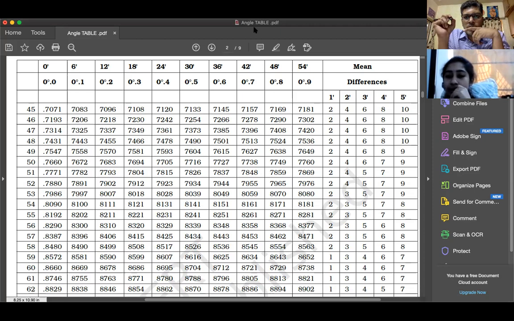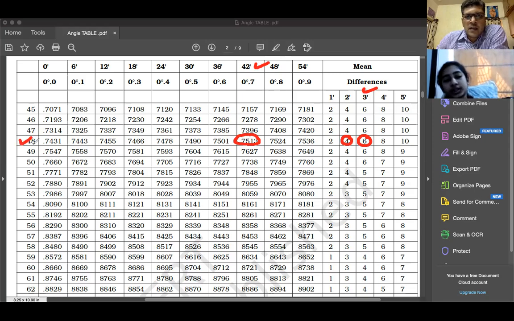What we want is 7518. 7513 is there. If I add 6 to 7513, it becomes 7519, which is about right. If I add 4, it is too less. So we have 42 minutes and 3 minutes, and we have 48 degrees 45 minutes.